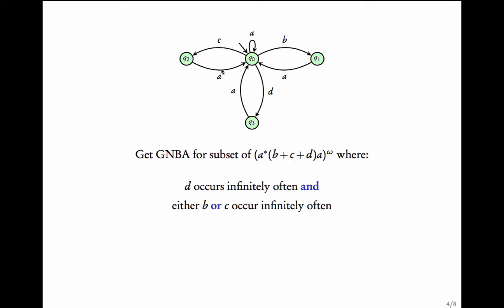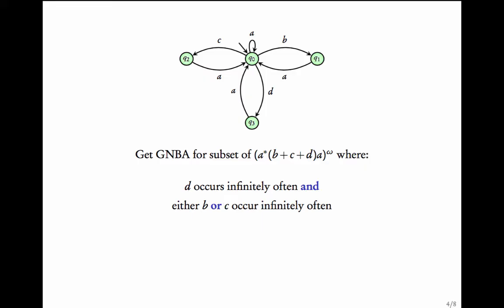For example, CA repeated will not be accepted because D does not occur infinitely often. Suppose we look at DA, BA, DA, BA and so on, that will be accepted because D occurs infinitely often and B also occurs infinitely often.